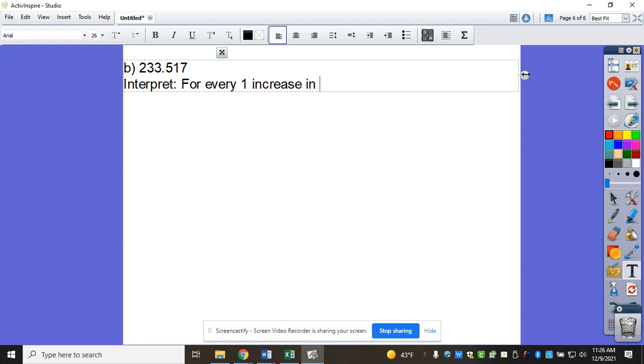This would be for every one increase in what? So the x variable was number of years since 1990. So 1990 was year 0. If it was 3, then it was 3 years from then. So it was 1993, and so forth. So it's increase in years since 1990. We predict what?